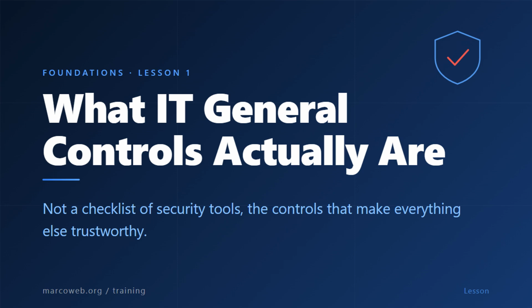What IT general controls actually are. Most people meet ITGC as a list: access management, change management, backups, physical security. The list is accurate and almost completely useless, because it tells you what to test without telling you why any of it matters. Here is the version that actually helps.